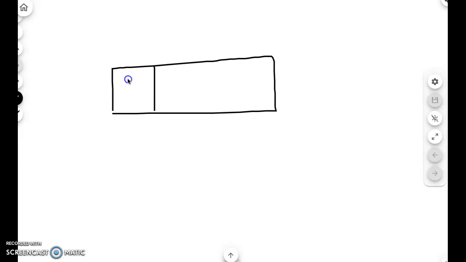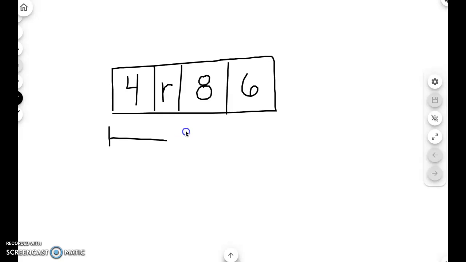I've got a small part that's labeled 4. I have an even smaller part that's labeled with the letter R. I have a bigger part that's labeled with the number 8, and then the last part is labeled with the number 6. At the bottom, it's telling me that this whole thing is 21 meters. So I'm just trying to find the equation that is going to represent this.